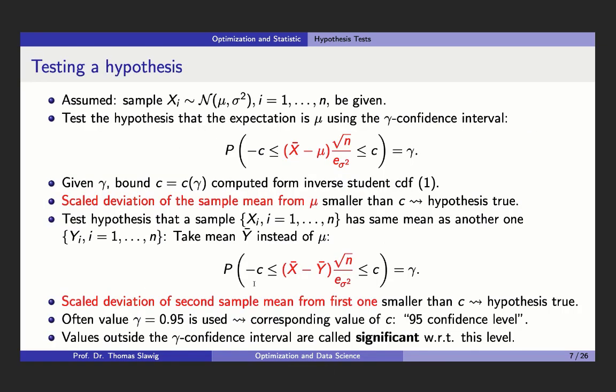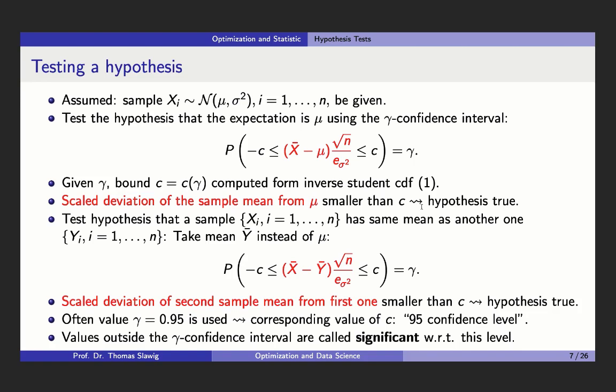And using this property, or this computation that we have done, we computed the bounds of this interval by prescribing gamma, a probability. We can test, for example, the hypothesis that the expectation is mu. If we don't know what the expectation is, but we have a guess that mu is the expectation, we can use this. Because given a gamma, we have the c, as said before, and if the scaled deviation is smaller than the c, then we can say the hypothesis is true.